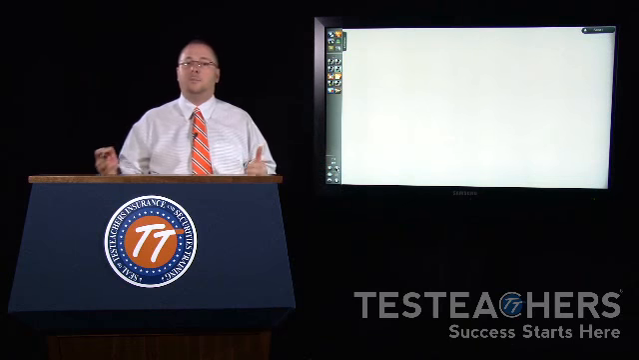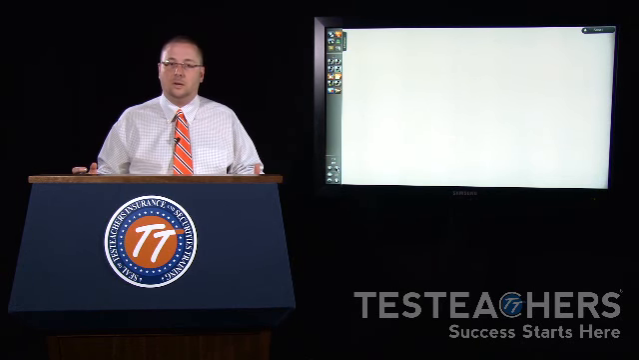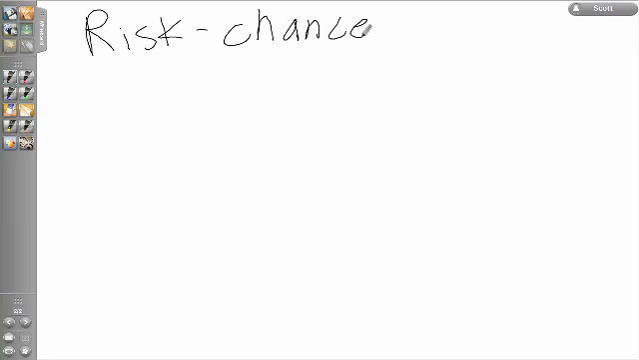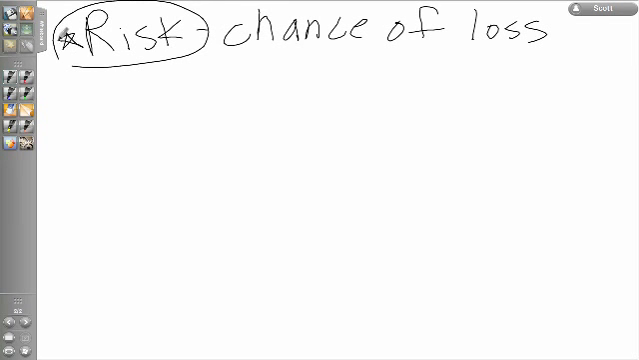But now we've got to talk about what insurance is. And in order to do so, we have to learn about a new definition, which is called risk. Risk is basically defined as the chance of loss, the uncertainty or chance of loss. That's what risk is. Now, why is risk so important? Because if risk wasn't present, nobody would buy insurance. It's the chance of loss, the uncertainty of loss.